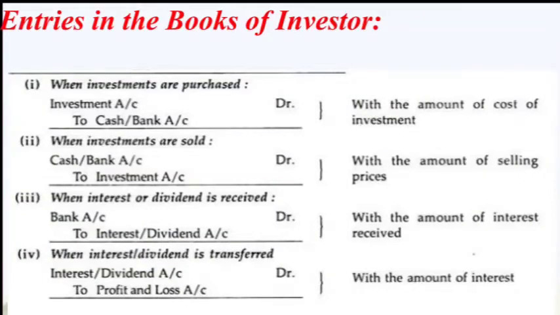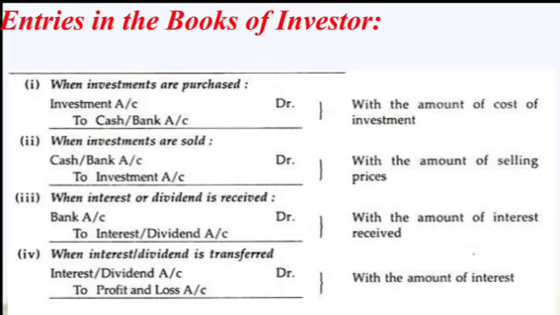Our first journal entry, when investments are purchased: investments account debtor to cash or bank account with the amount of cost of investment. Second journal entry, when investments are sold: cash or bank account debtor to investment account with the amount of selling price.